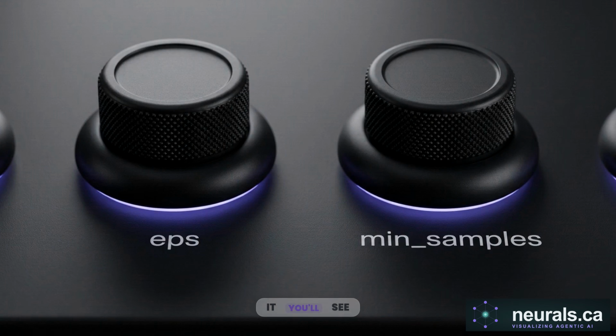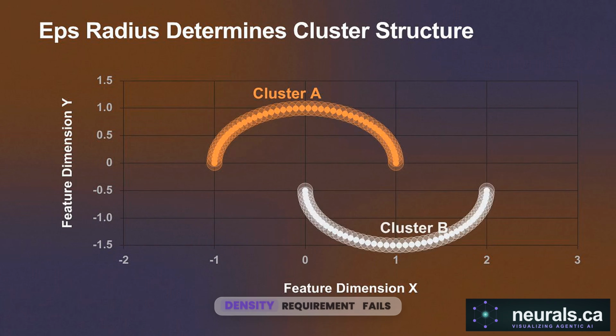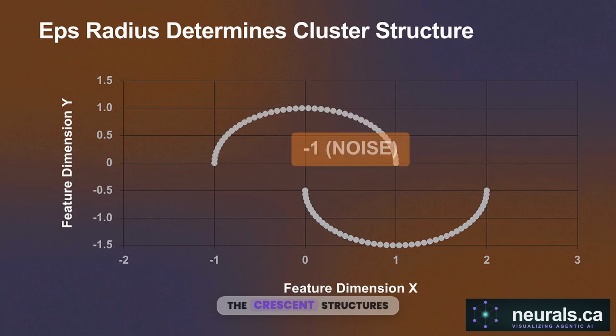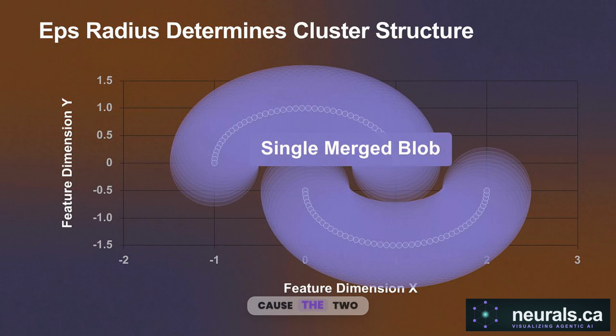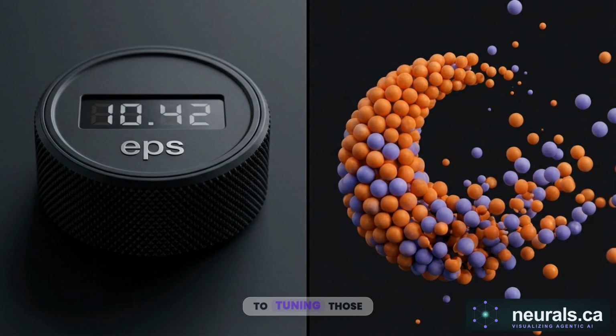When you run it, you'll see that EPS and min samples are the only 2 tuning dials you have to control how the algorithm behaves. Set the EPS radius too small, and the density requirement fails. The crescent structures shatter into a spray of -1 outlier points. Conversely, crank the dial too high, and overlapping search rings cause the 2 crescents to bleed together into a single useless blob. This extreme sensitivity to tuning those 2 parameters is the necessary trade-off.